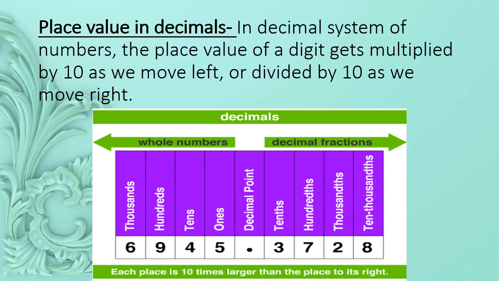So likewise, we can say that 3 is in the tenths place, 7 is in the hundredths place of the decimal fraction, 2 is in the thousandths place, and 8 is in the ten-thousandths place. So likewise, we have the decimal place value chart. Each place is 10 times larger than the place to its right.